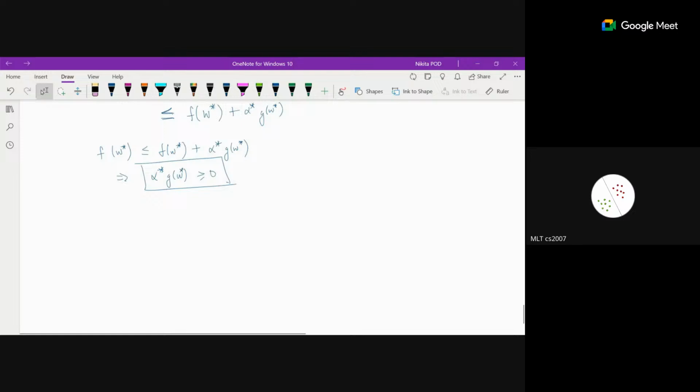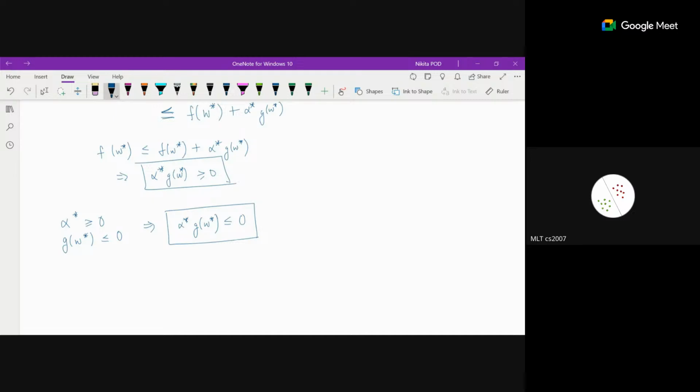But we also know that my alpha star is greater than or equal to 0. From my dual problem, this is what we have assumed. And from the primal condition, we knew that my g of w star should be less than or equal to 0 for my optimal w, right? So if you take the product of these two, alpha star g of w star should be less than or equal to 0, right?